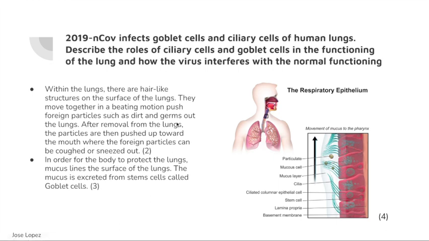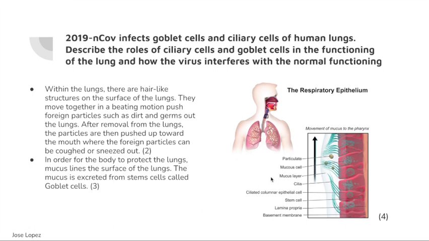Within the lungs, there are hair-like structures on the surface, and they act as a movement barrier. If a little piece of dirt or some other foreign object gets inside the lungs, it will land within the mucus that lines the lungs, and these little hairs, the cilia, will push it upward and upward to the throat, and as it gets closer to the throat, the body will then cough or sneeze out the foreign particles.